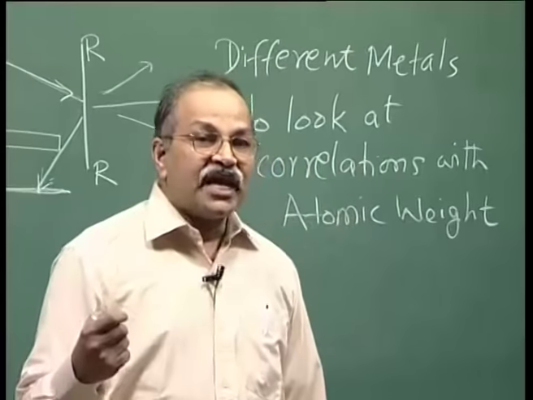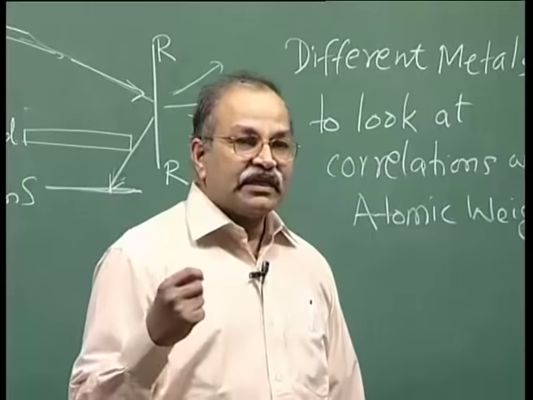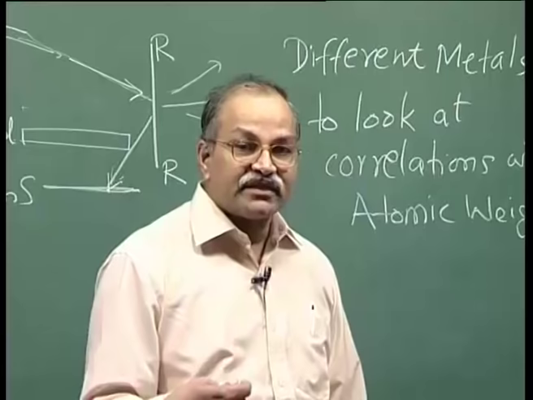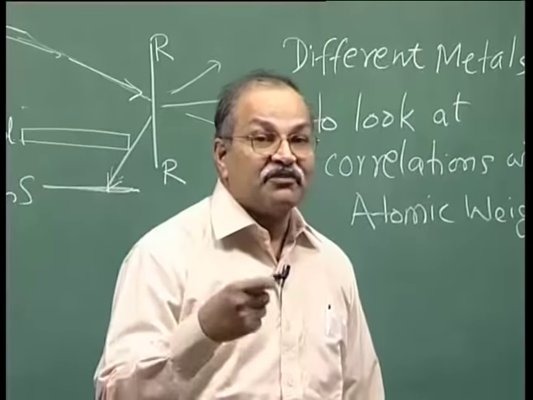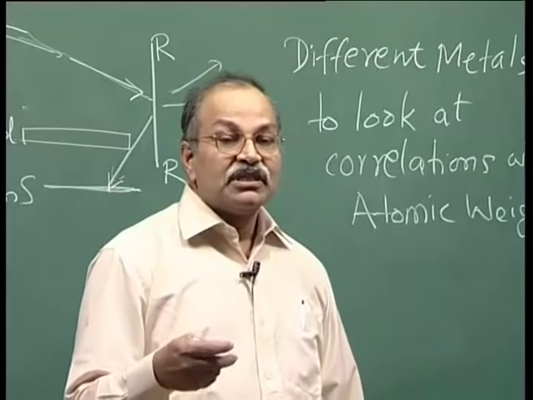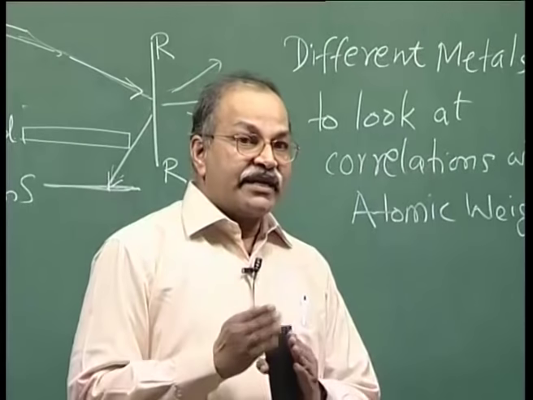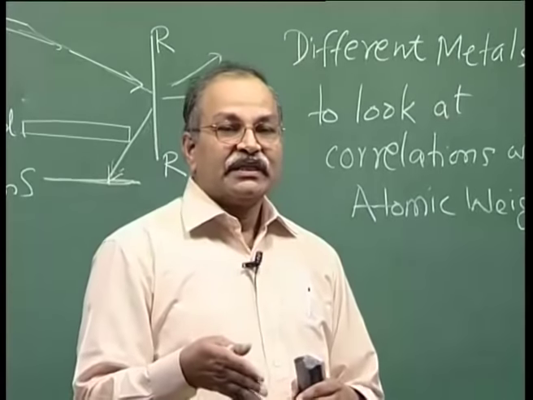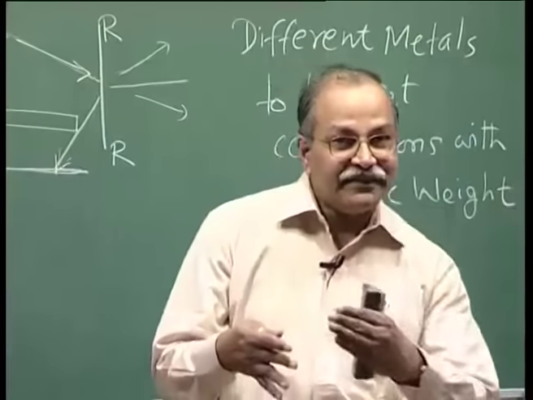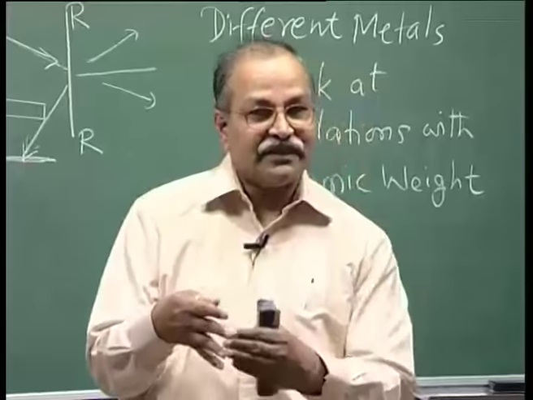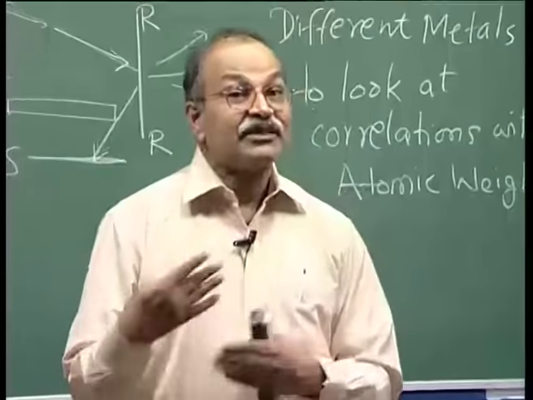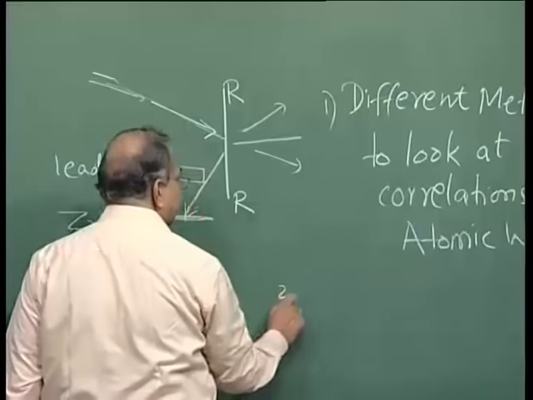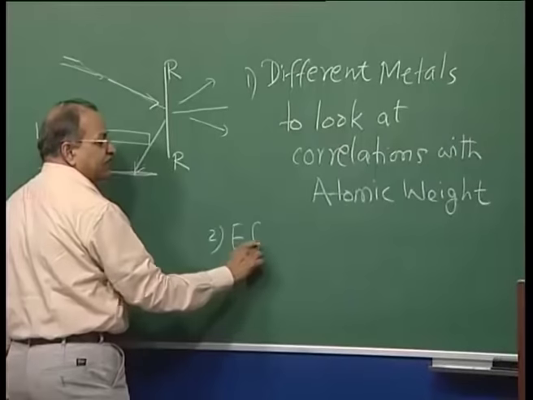So, to look at that effect, what is the relation between the number of alpha particles that backscatter and the thickness of the metal foil, they used gold, and they had identical foils. They first put one foil and did the experiment, then they put two foils and did the experiment, then three foils, and this way the thickness variation was studied. So, that was the second part, the effect of thickness.